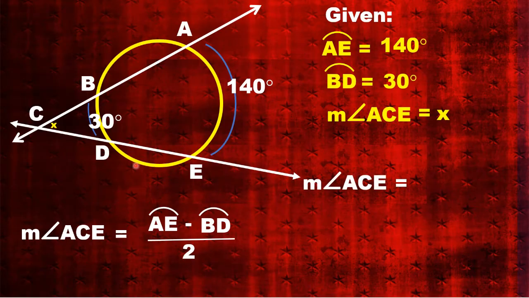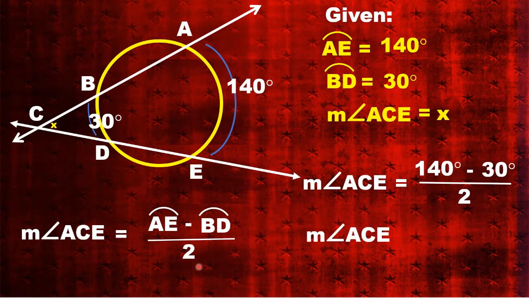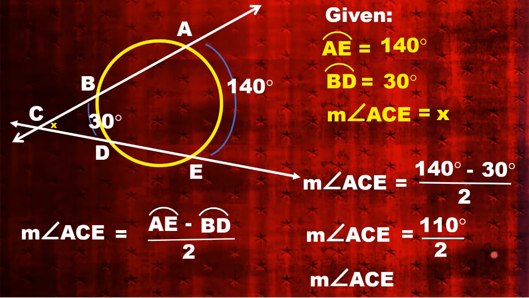Now, substituting, AE is equal to 140 degrees, this one, minus, from our formula, arc BD is equal to 30 degrees, divided by 2. Now, let us subtract 140 minus 30. It is equal to 110 divided by 2. Therefore, the measurement of angle ACE is equal to 55 degrees.